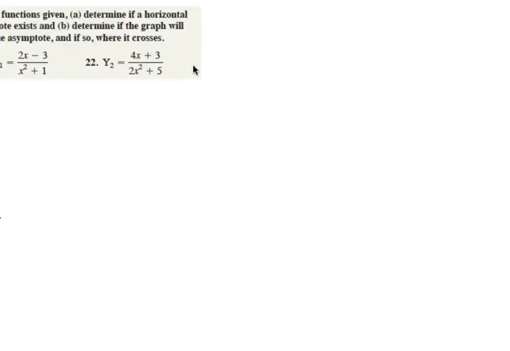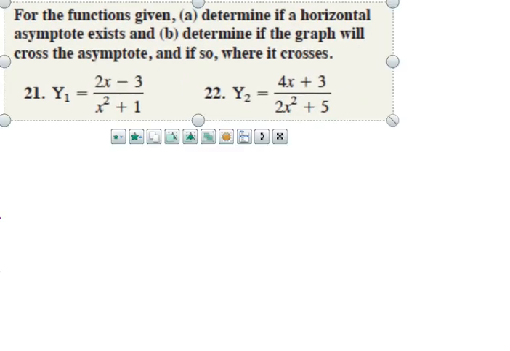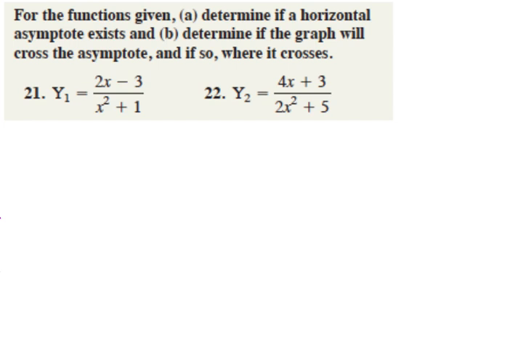So given something that looks like number 21 from your homework, in this case, we're going to determine if a horizontal asymptote exists and determine if the graph will cross that asymptote. If so, where does it cross? So for horizontal asymptotes, what we start to look at is: is there something we approach as we head off into the infinities, whether it's the negative infinities or the positive infinities? What are we approaching?